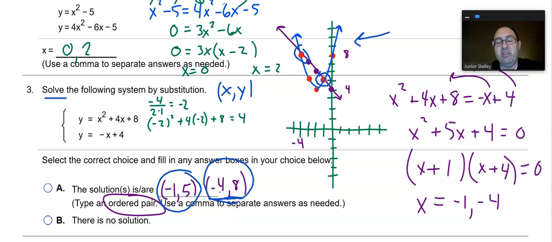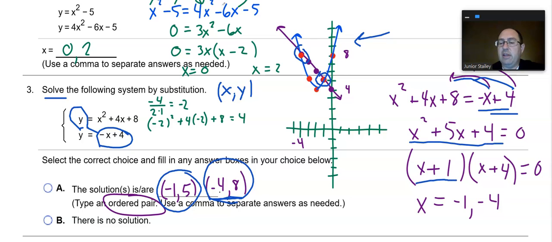But if you want to back that up with substitution, you can, right? So we set the two y's equal to each other, basically substituting into this. That's all we're really doing, pushing everything over to the same side, and that gives me x squared plus 5x plus 4. Definitely a factorable thing where the two factors of 4 that add up to 5, x plus 1, x plus 4. That gave me negative 1 and negative 4. Okay, so what do I do to find the y values that go with it? I would have to plug them in to the equation.